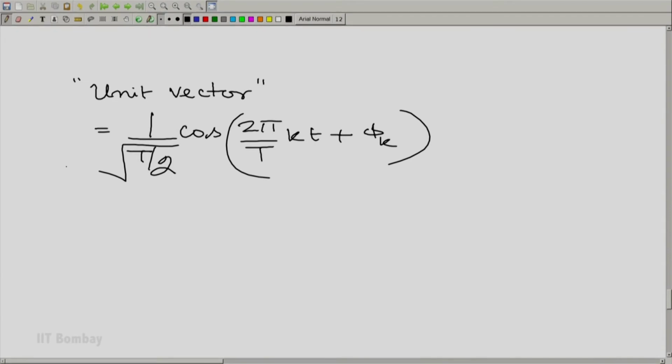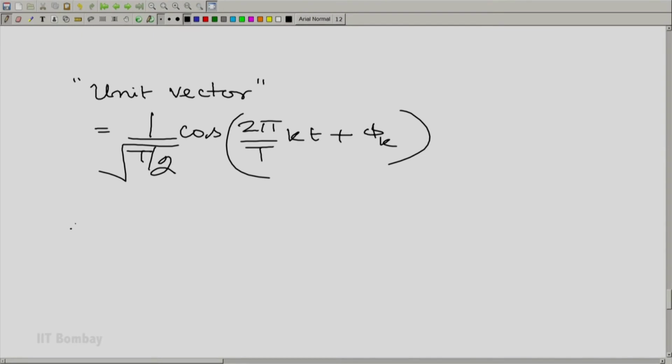So, now I have a very simple situation. I can take an inner product of the original signal with this unit vector. Now, the only problem is, in this unit vector there is one unknown, phi k, and for different phi k's the answer is going to be different, the integral is going to be different. So, I need to know what phi k is. Now, how do we resolve this?